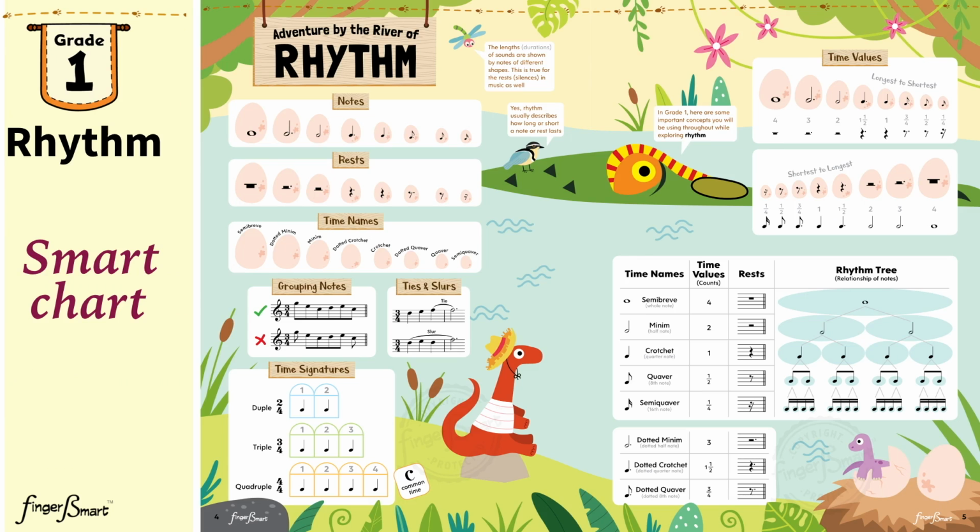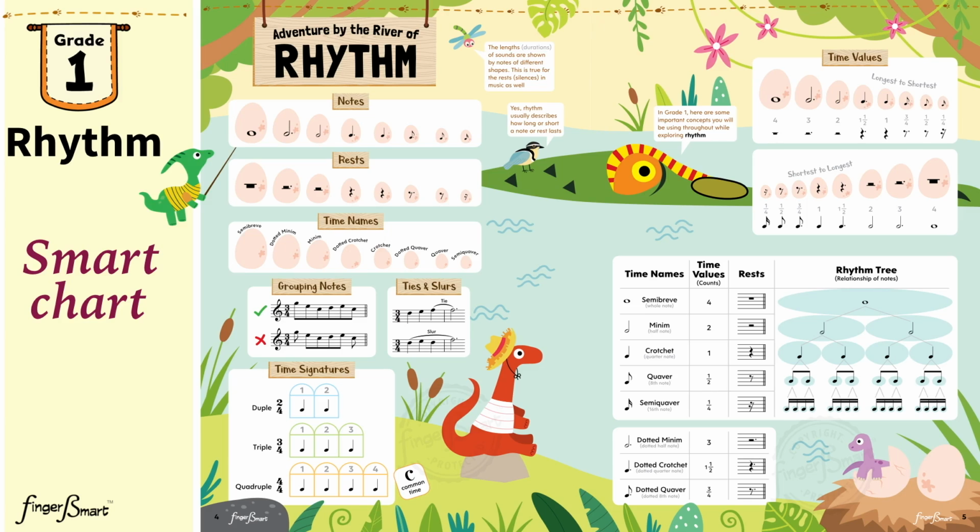When you turn to page 4 and 5, this is our smart chart from the chapter Rhythm. And the title of this chapter is Adventure by the River of Rhythm. Read through this page carefully. You will get a lot of very interesting information.